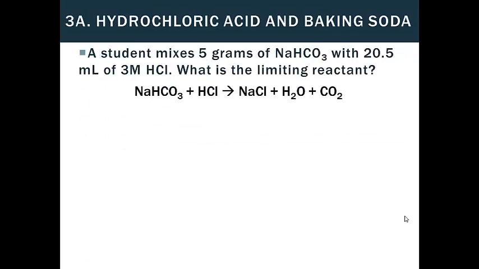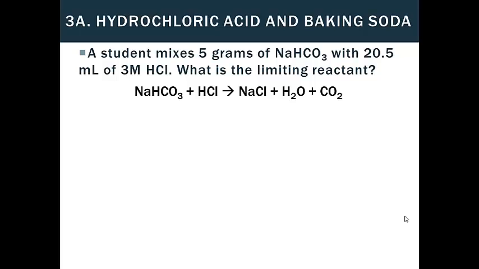So now we are looking at hydrochloric acid reacting with baking soda. A student mixes 5 grams of baking soda with 20.5 milliliters of 3 molar hydrochloric acid. What is the limiting reactant? So in this case, we're going to do 2 calculations. If I have 5 grams of baking soda, how much salt can I make?